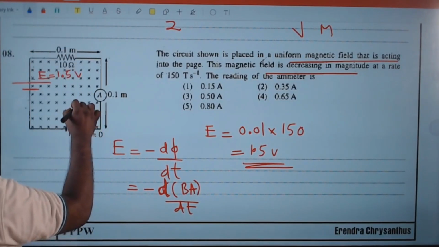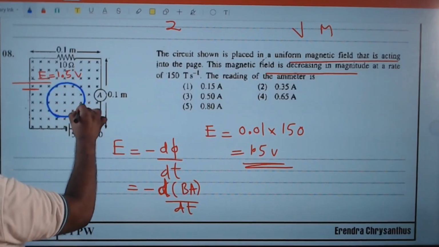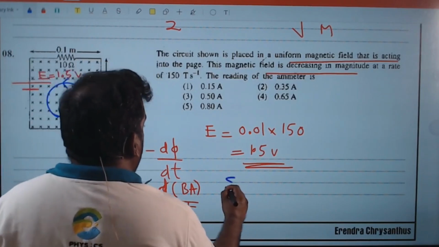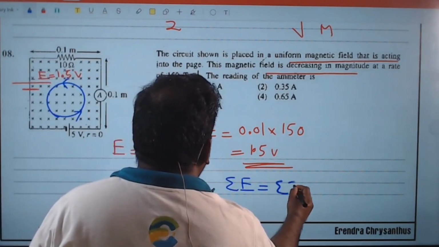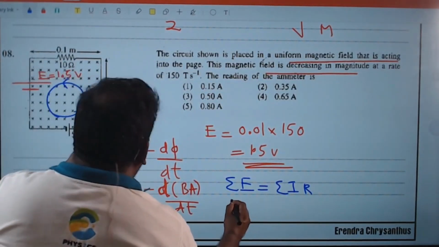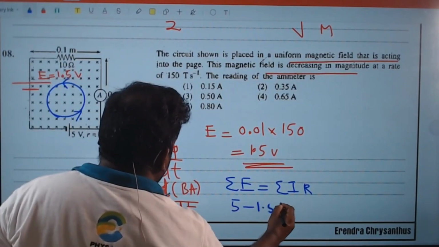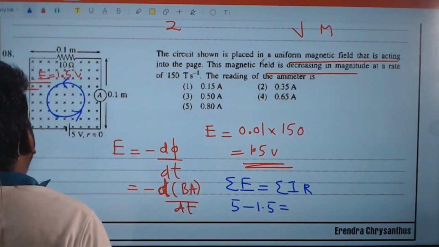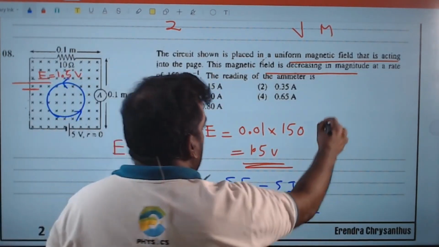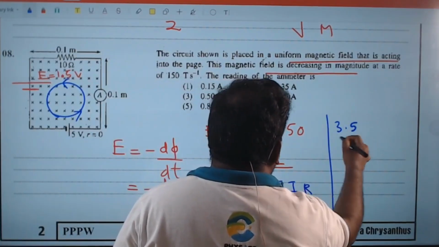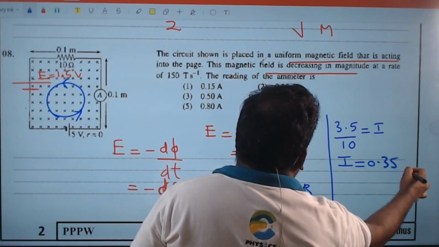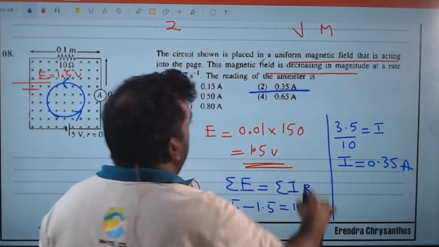Now apply Kirchhoff law. Sum of EMF equals sum of potential differences. Here minus to plus is positive, plus to minus is negative. Resistance is going to be 10 ohm, so 10 times I. From this we have 3.5 divided by 10, that is I. I is equal to 0.35 amperes. 0.35 amperes, answer number 2.